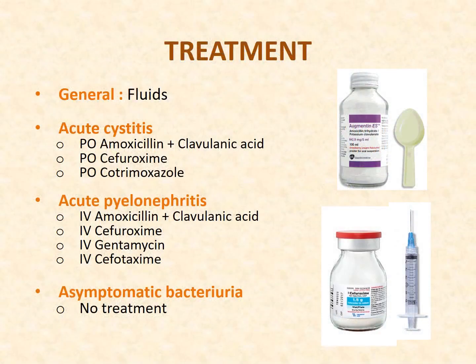When treating a child with urinary tract infection, it is important to ensure that he or she is well hydrated. If the child has vomiting or poor oral intake, intravenous fluids should be considered. Acute cystitis usually responds well to oral antibiotic. The choice of antibiotics includes amoxicillin plus clavulanic acid, cefuroxime, or cotrimoxazole. Acute pyelonephritis should be treated with intravenous antibiotic. The options include amoxicillin plus clavulanic acid, cefuroxime, gentamicin, or cefotaxime. Asymptomatic bacteriuria does not require any treatment.